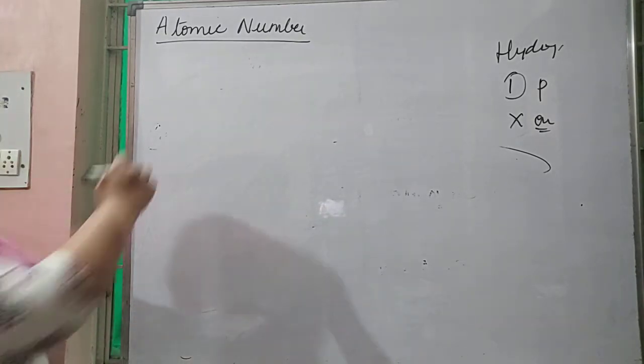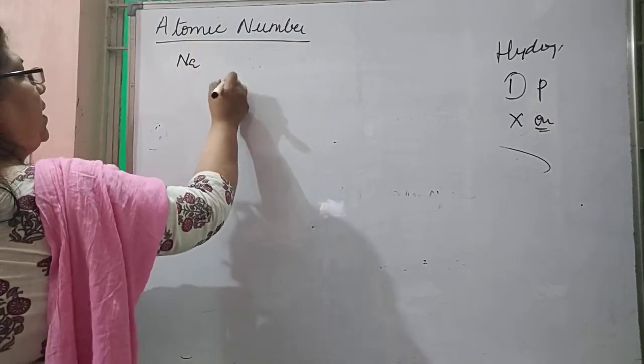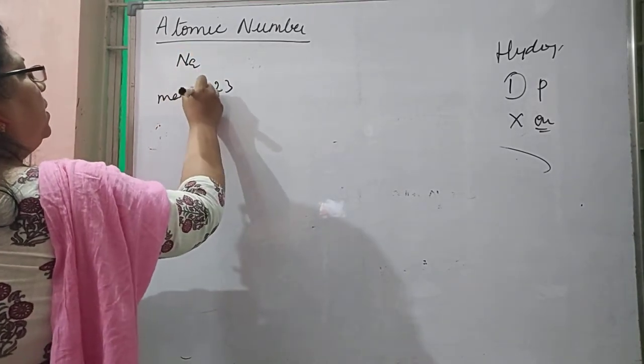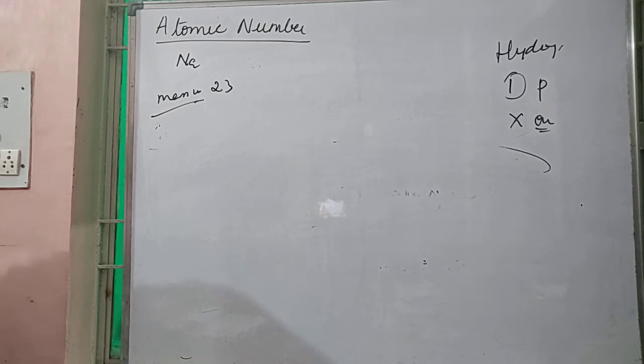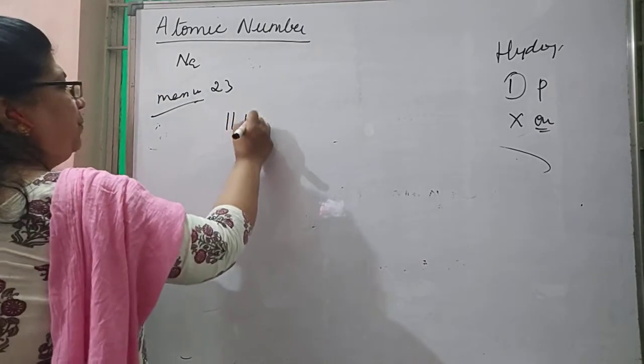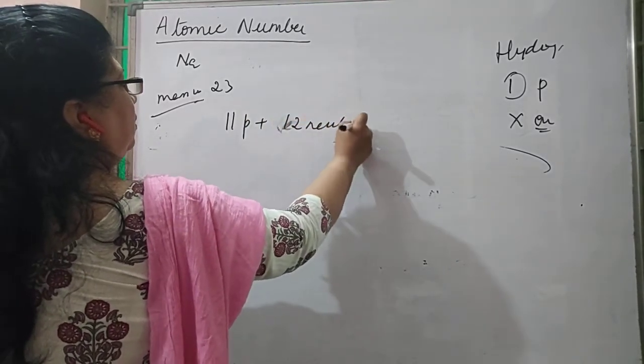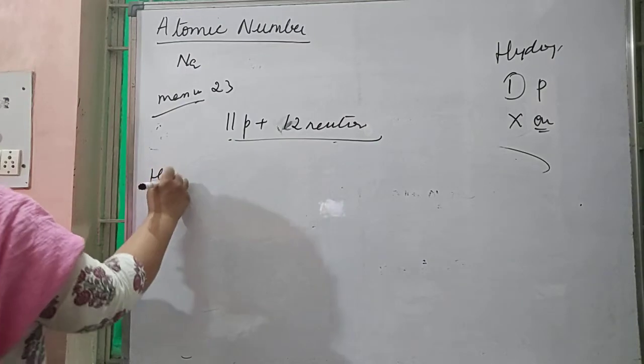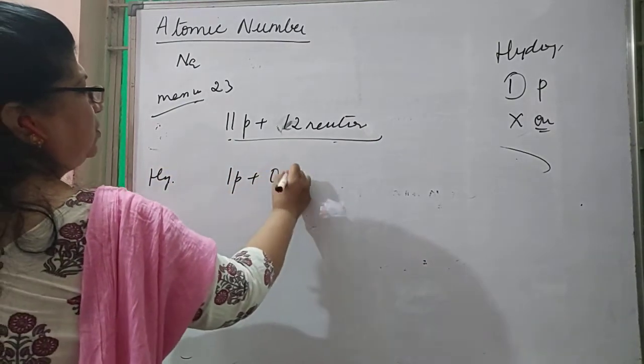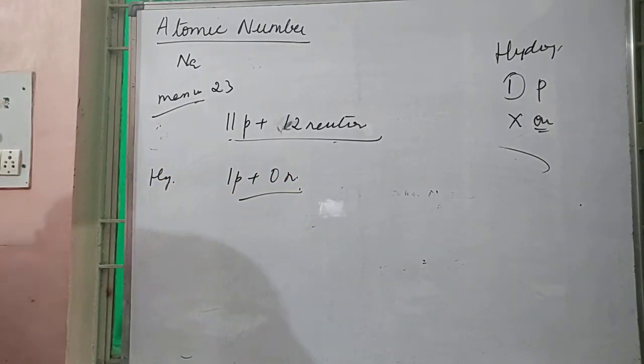The mass number of sodium, Na, is 23. We are talking about the mass number. Okay? And it contains 11 protons plus 12 neutrons. Hydrogen में 1 proton, 0 neutron. So these are the different things which you need to know.